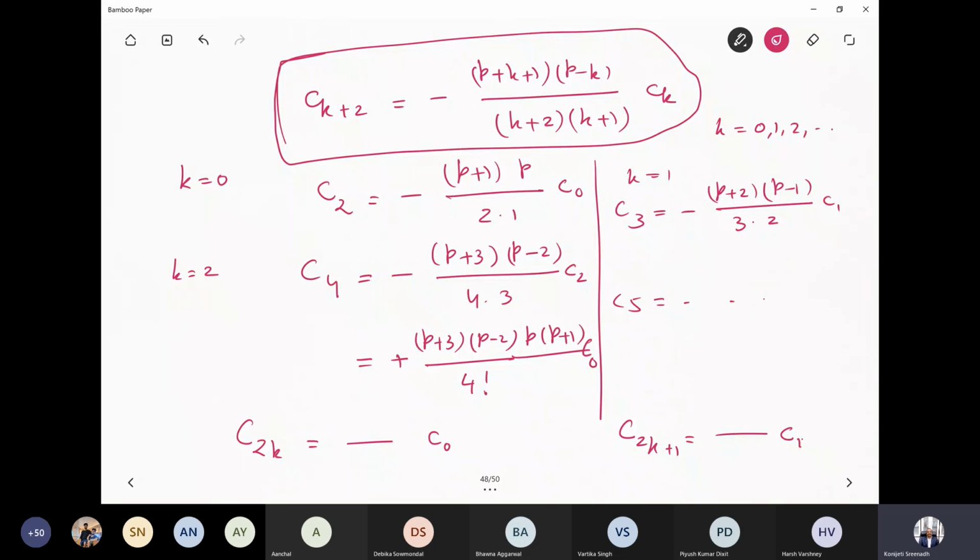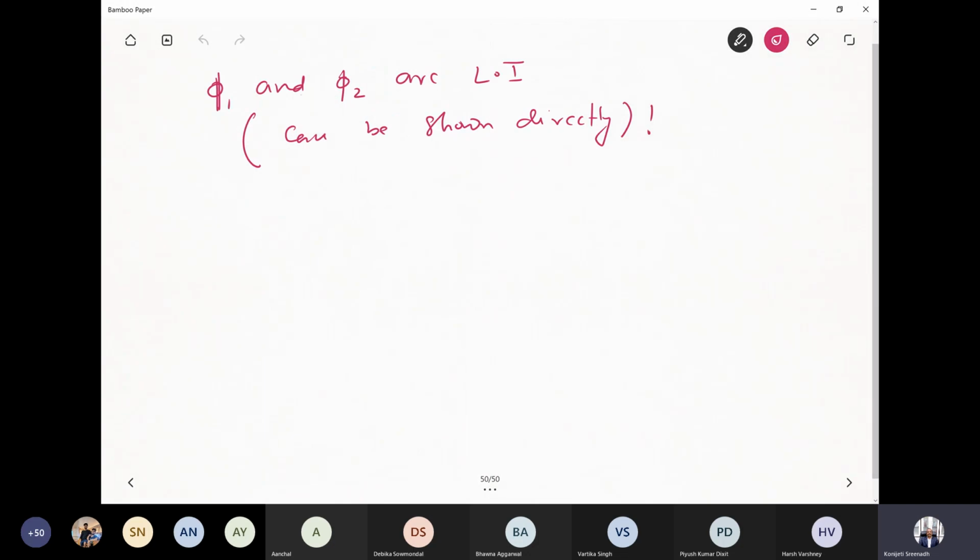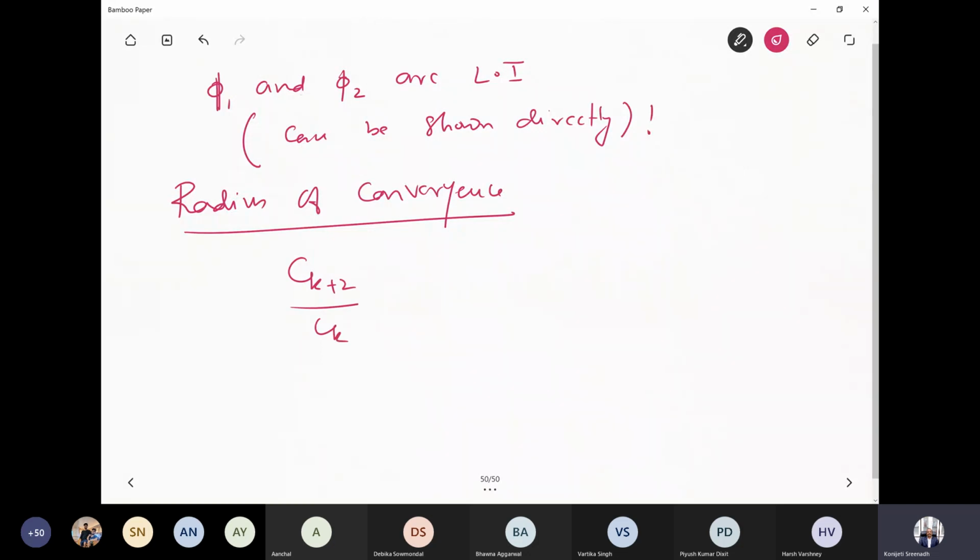So if you look at the first, Phi1, this is coming from C0, C2, C4. That means the adjacent coefficients in the series of Phi1 are related by this recurrence relation. Similarly for C2. So to find the radius of convergence, we simply use the recurrence relation to write Ck plus 1 by Ck, Ck plus 2 by Ck. That is how the adjacent coefficients are related.